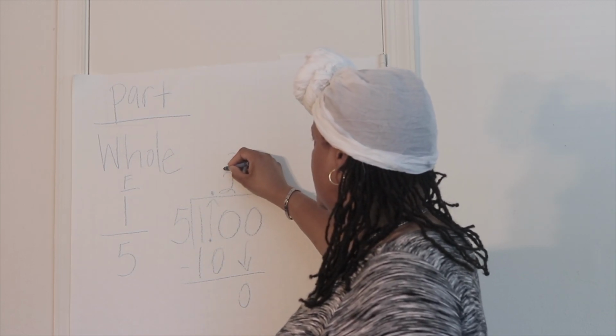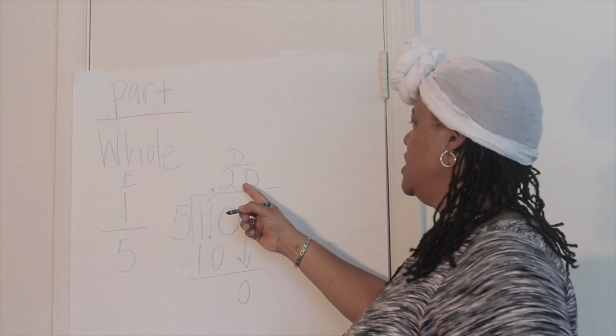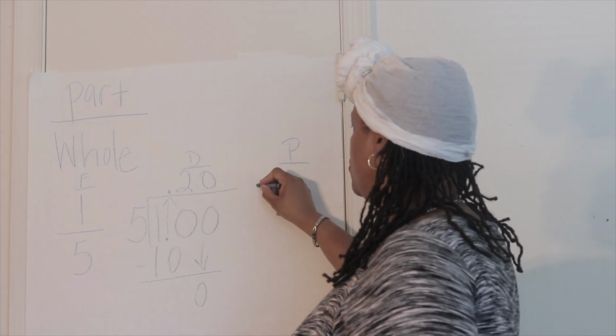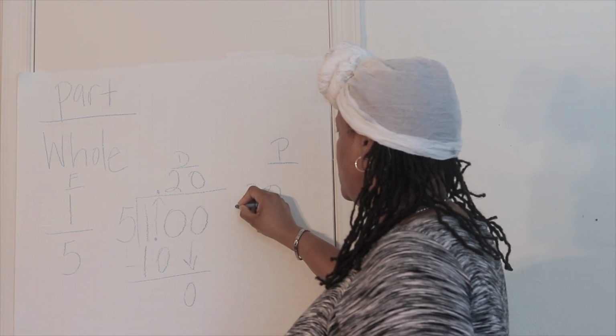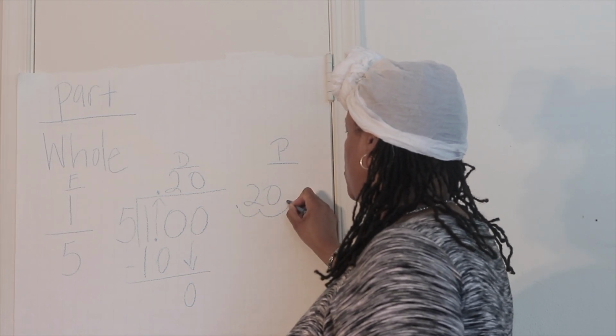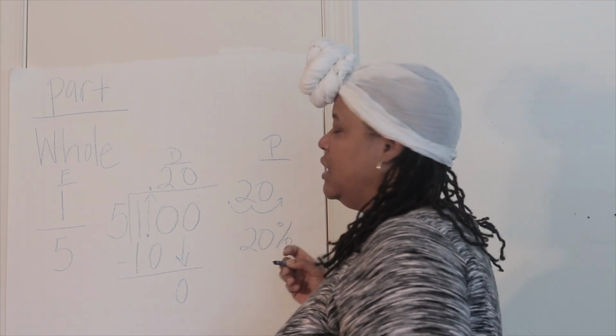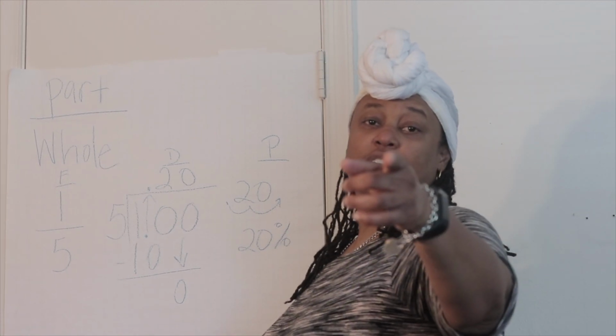So here is our fraction. Here is our decimal. And in order to change this decimal to a percent, move the decimal 2 times to the right. 1, 2. 20% is our percent. Don't slide this summer.